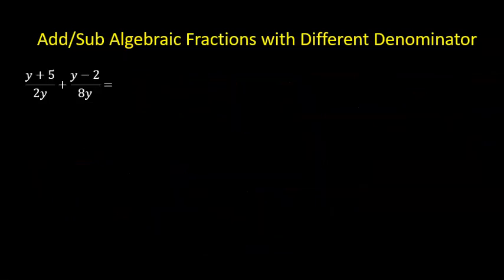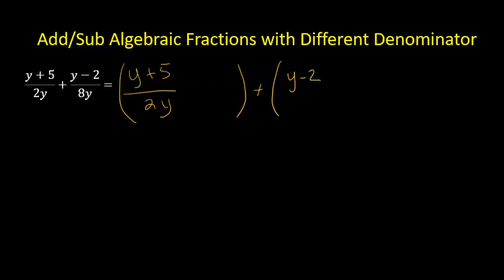Here's another one. This is a good one. I like this one. Let's go ahead and set it up like we've been doing. Y plus 5 over 2y, right? It's a plus sign. We have y minus 2 over 8y.